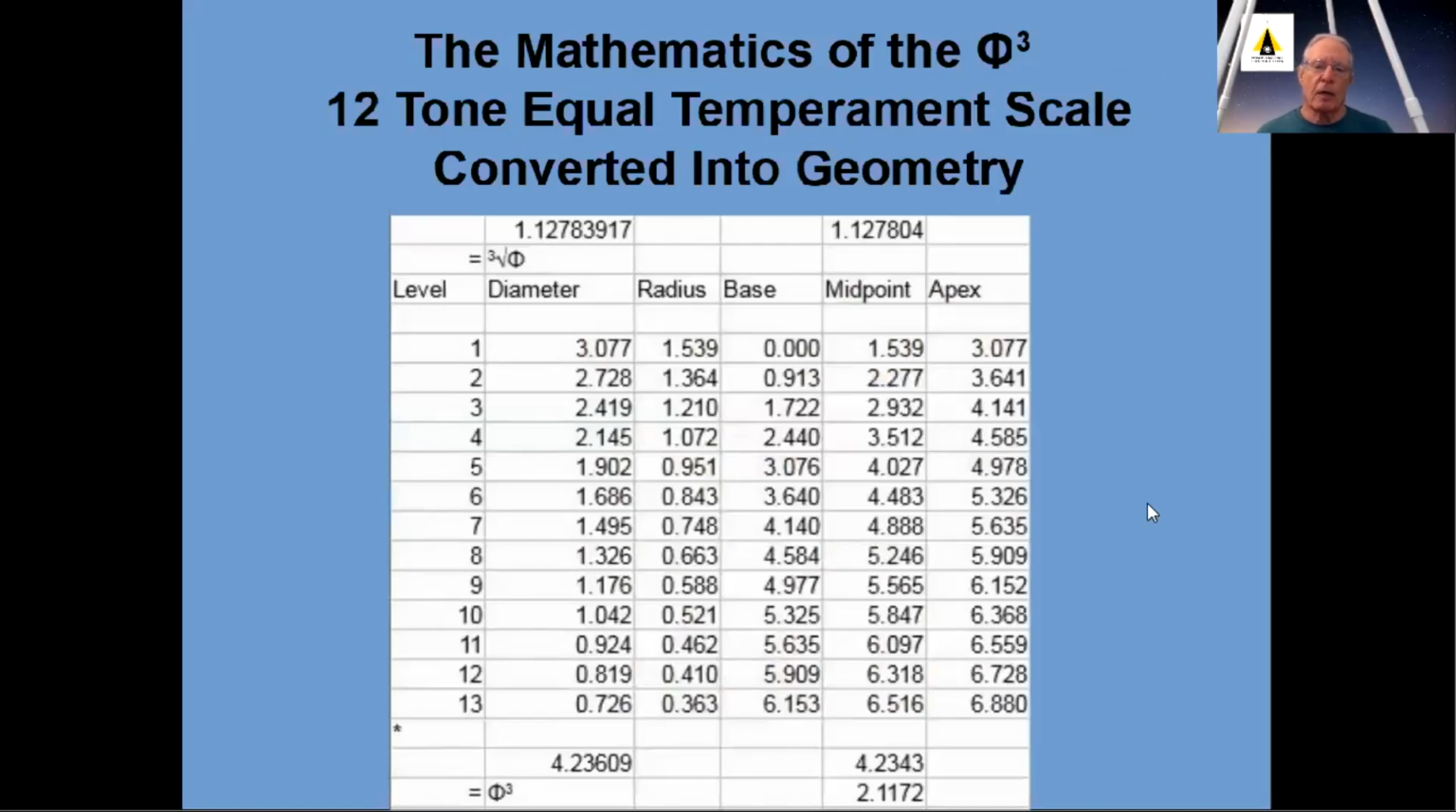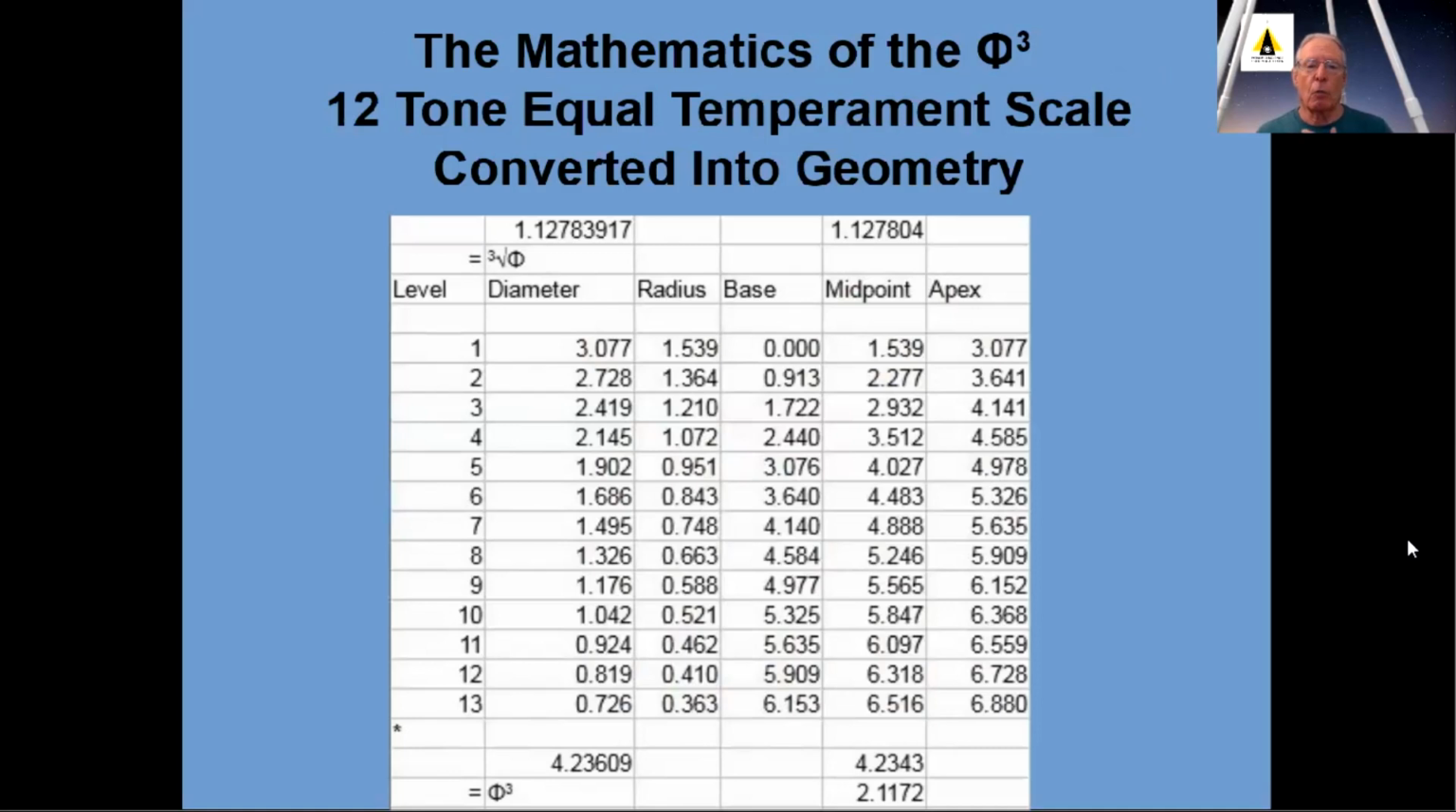So now this is a math page. For those of you who want to tune out for a minute, go ahead. But this isn't really hard math. This is the page where I derive the mathematics of the 12-tone equal temperament scale converted into geometry.